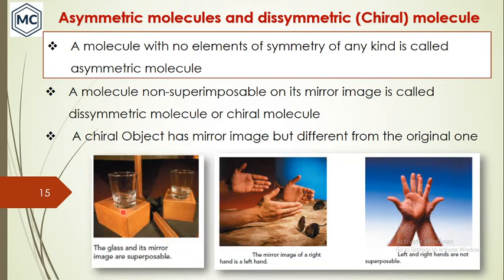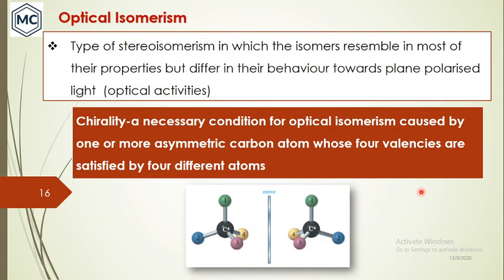This glass, for example, and its mirror image are indistinguishable; they are superposable. Whereas the mirror image of the right hand is the left hand, and left and right hands are not superimposable. The name chirality comes from handedness. So chirality means the molecule is non-superimposable on its mirror image.